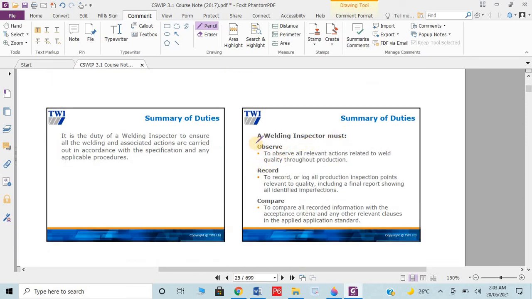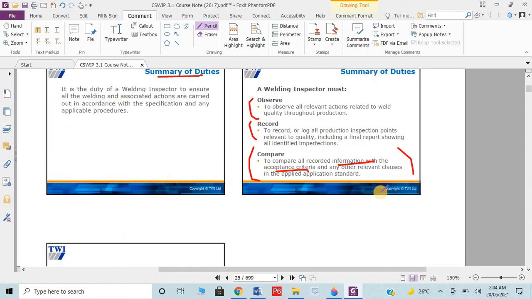The welding inspector must observe. This is the summary: a good observer, a keen observer, he should keep records. He should compare all these things, meaning compare all recorded information with acceptance criteria. What is the actual, what the standard mentions, then he should compare and decide whether the weld is acceptable or not. These are all related to the welding inspector.